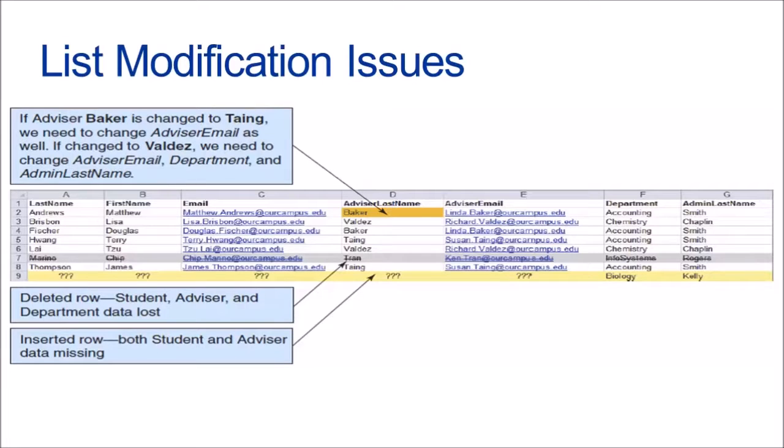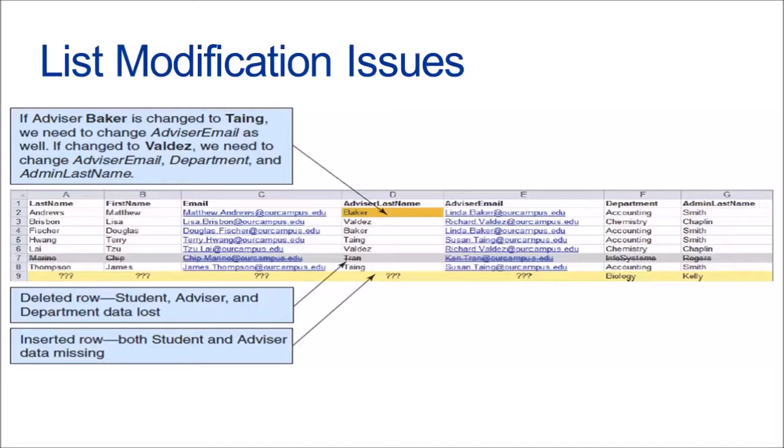Here we have a list of data which contains information on students. So we have a student's last name, first name, their email address, and then we see who that student's advisor is. So the last name of the student's advisor, the email of the student's advisor, and the department in which they work, along with some additional information. Let's take a look at how some of these modification anomalies might emerge.